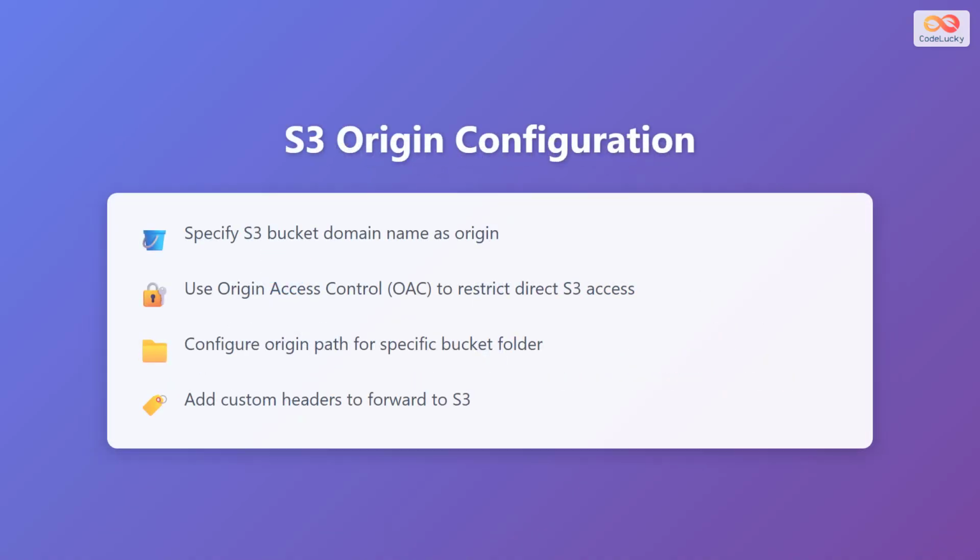When configuring an S3 origin, you start by specifying the S3 bucket domain name as your origin. For security, you should use Origin Access Control, or OAC, to restrict direct access to the S3 bucket, ensuring users can only access content through CloudFront. You can also configure an origin path if you want CloudFront to pull content from a specific folder within your bucket. Additionally, you have the option to add custom headers that CloudFront will forward to S3 with each request.